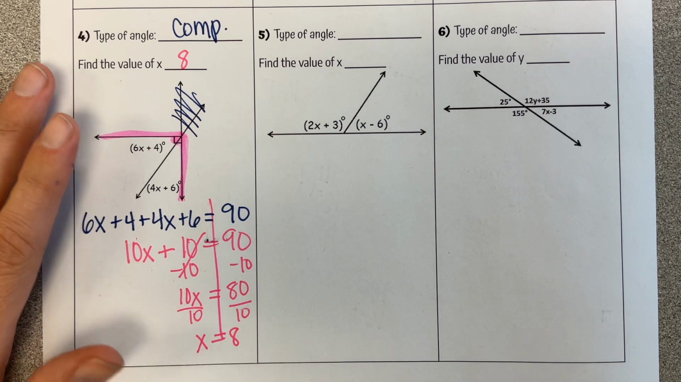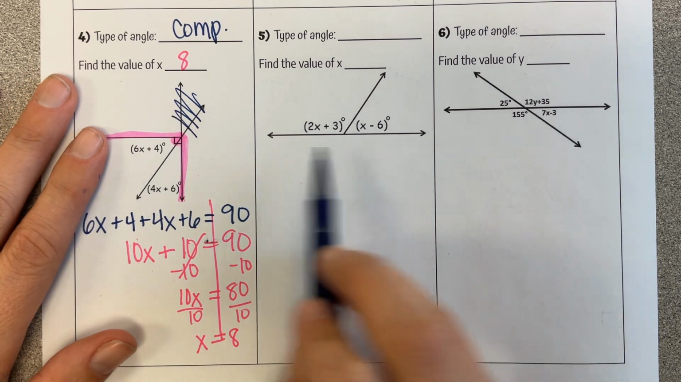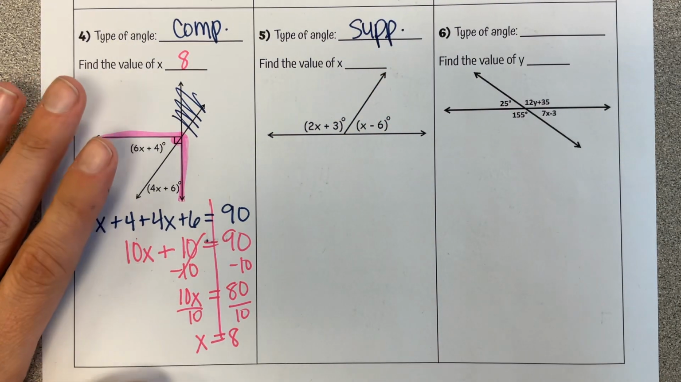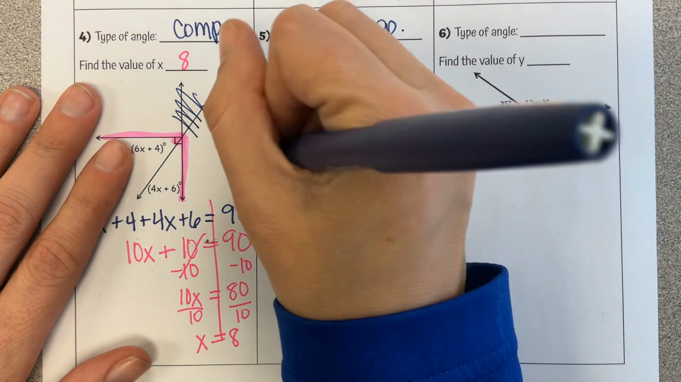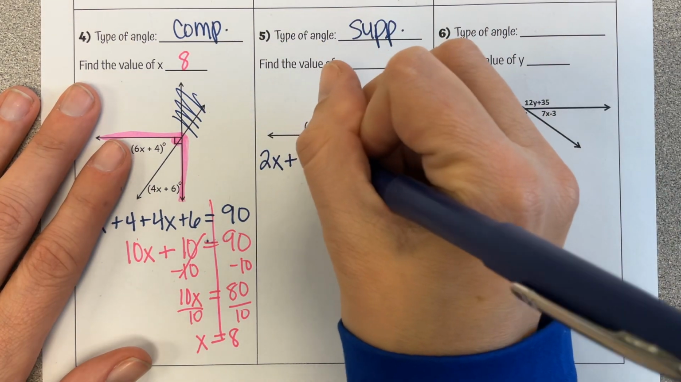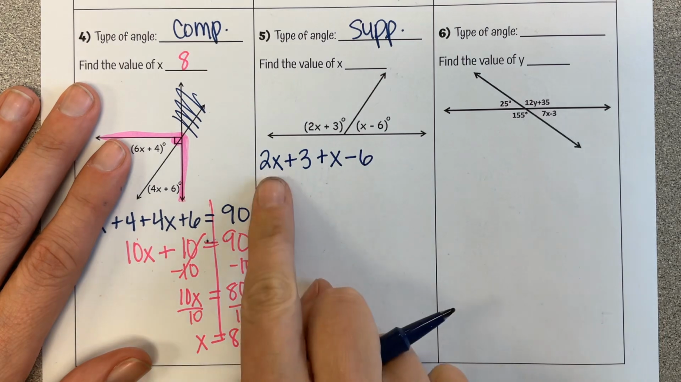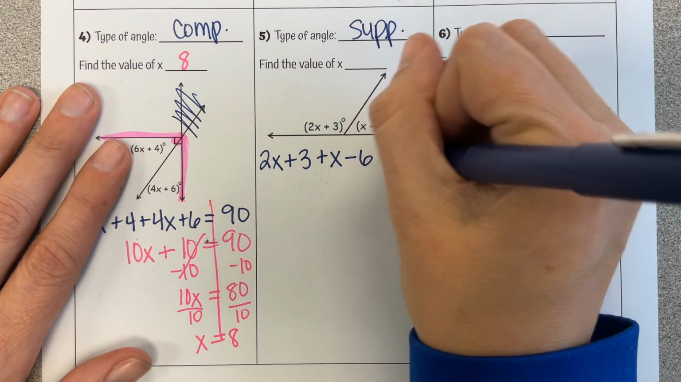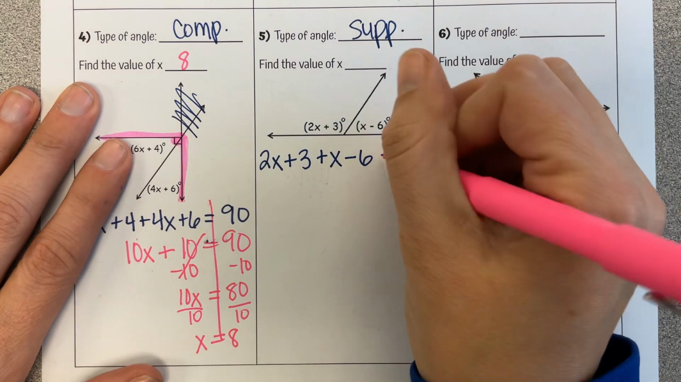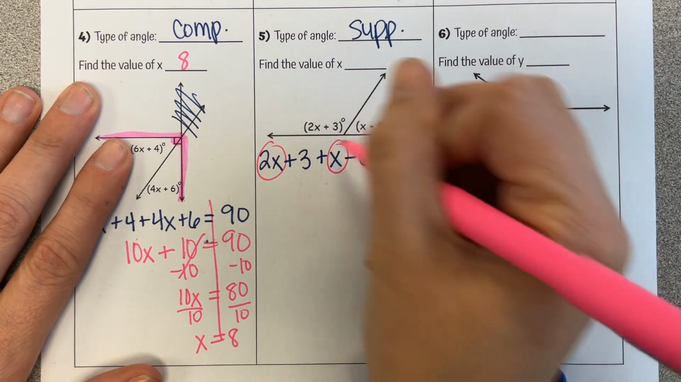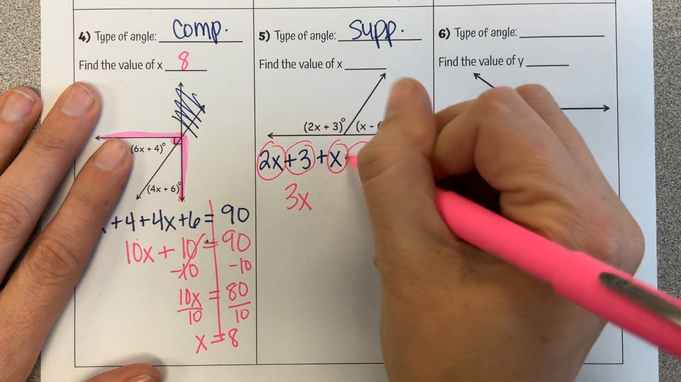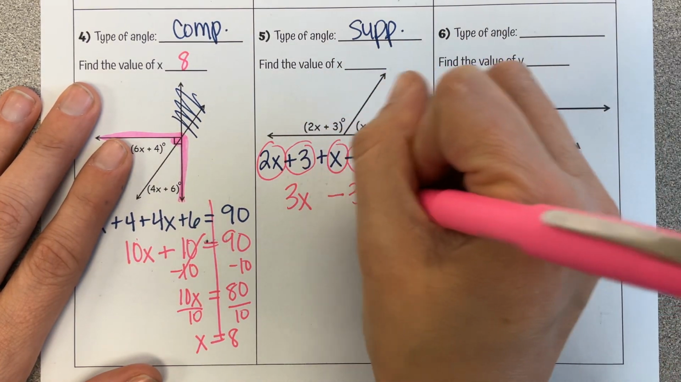Next one, number 5. They form a straight line right here, which means they are supplementary. We can set up an equation, set it equal to 180. So 2x plus 3 plus x minus 6. So the first angle and the second angle equals 180. Let's simplify first. We have 2x's and 1x, which is a total of 3x's. We have positive 3 and negative 6, which is a total of negative 3.